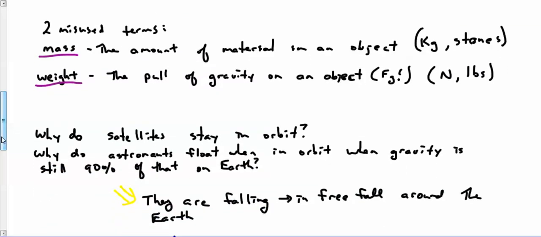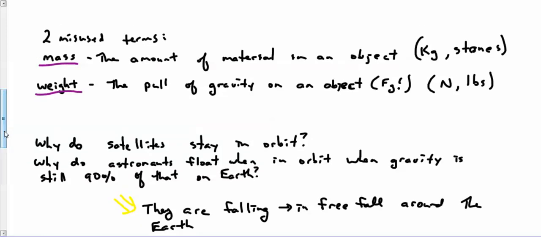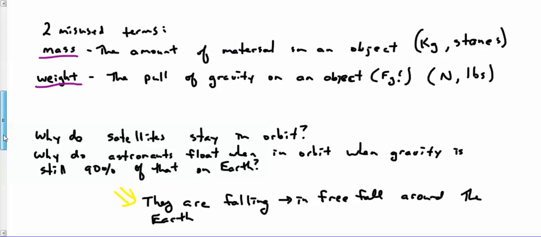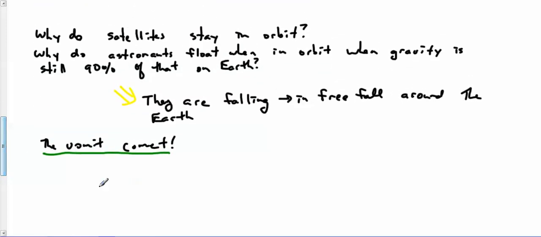Let's talk about why satellites stay in orbit and why astronauts float when they're in a space station in orbit when gravity is still about 90% of that we would feel here on Earth. It's because they're falling. They're in free fall around the Earth. And an example of that is the Vomit Comet. When they are filming movies about space, and they're not going to use special effects to get that across, people floating in space, what they do is they take the plane.